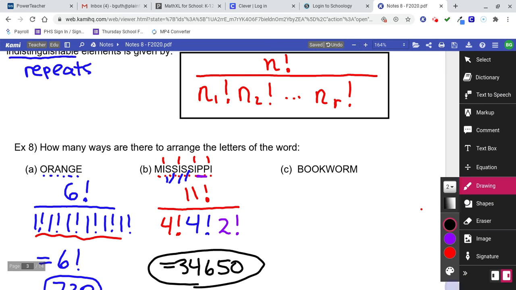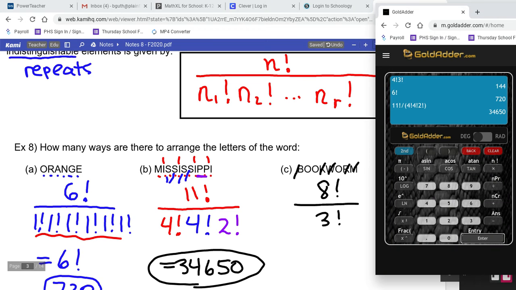So let's look at bookworm. Bookworm is the same thing. I see 8 total letters, and we're going to divide by the repeats. There's only 1 B, and only 1 K, and only 1 W, and only 1 R, and only 1 M. I'm not even going to look at those. I'm just going to divide by the 3 repeated O's. What that means is there are 3 factorial ways of shuffling the O's. If I shuffled those O's, you'd never know it because they're indistinguishable. We just need to divide 8 factorial by 3 factorial. We get 6720.